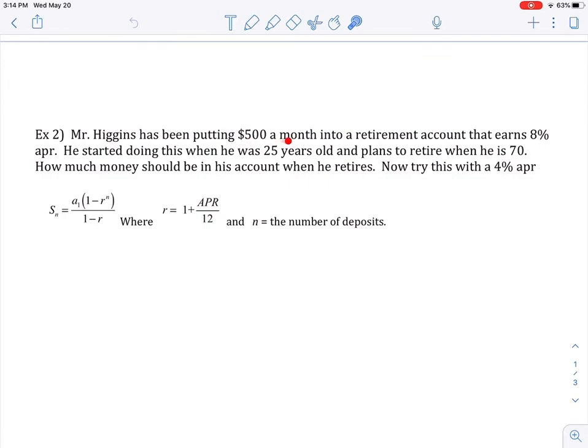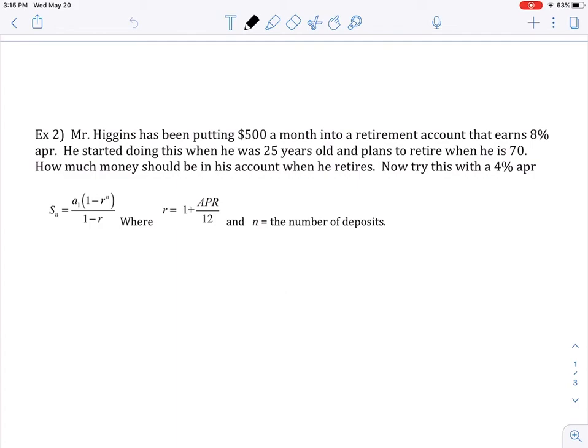Okay, here we go. I've been putting in $50 a month into a retirement account. It earns, over the course of the life of the account, 8% APR. I started doing this when I was 25, and I plan on retiring when I'm 70. How much money should be in the account when I retire? We're going to do that with 8% first, and then we're going to see how much this percentage plays a role in this whole thing. So at 8%, what are we looking at here?